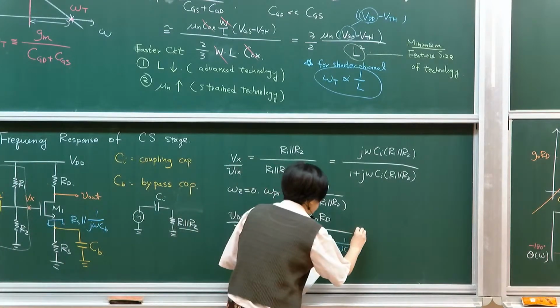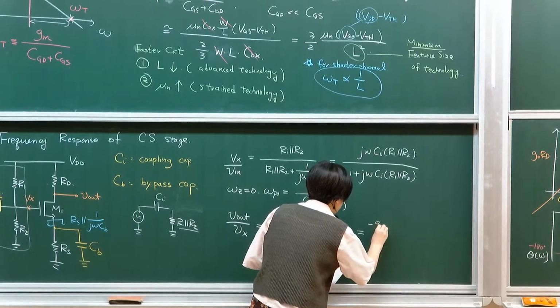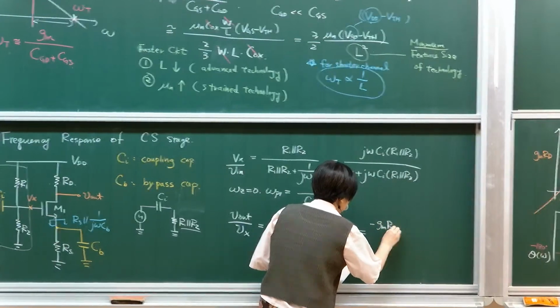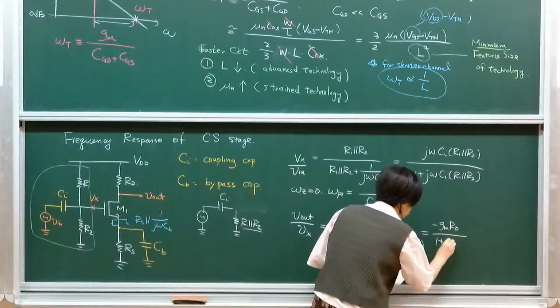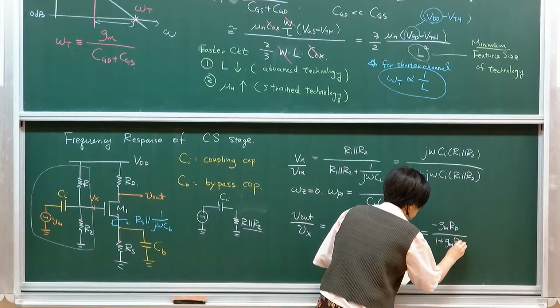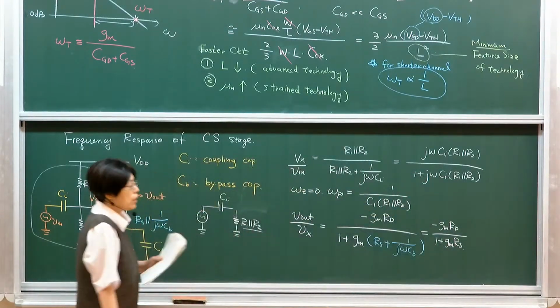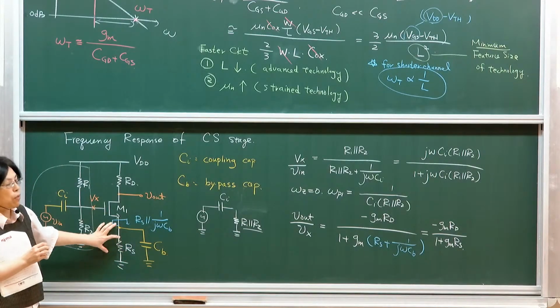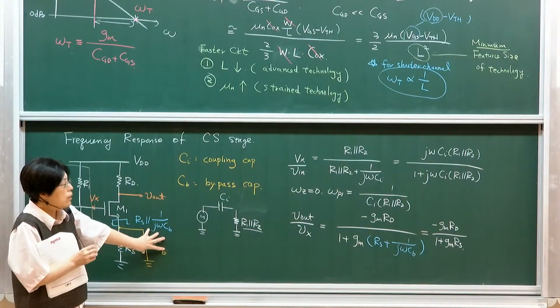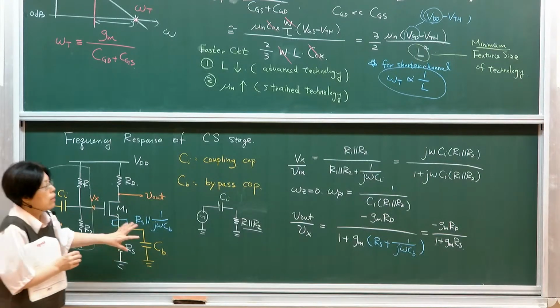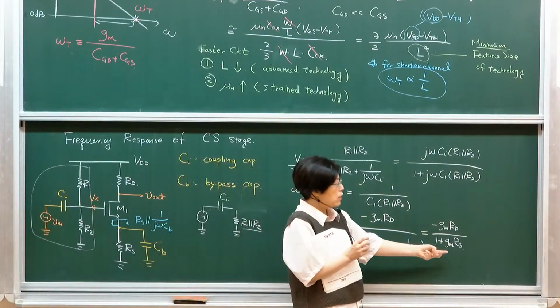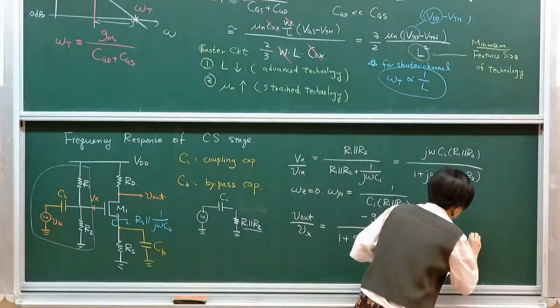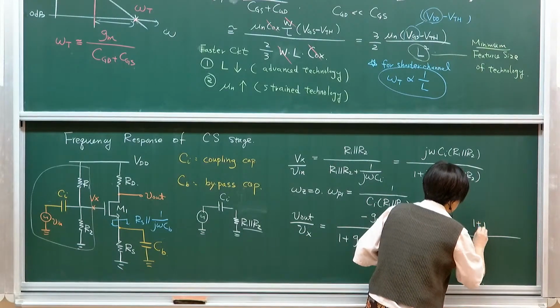If you do some simplification, this equation can be rewritten as GMRD, the degenerated result. You actually reach a degenerated state when frequency is not high enough, so that the capacitor impedance is not comparable to RS, and then you see the degeneration effect. But then there are two frequency components.